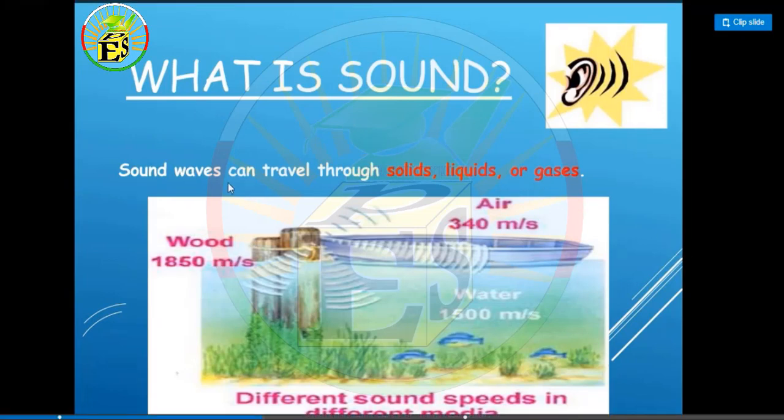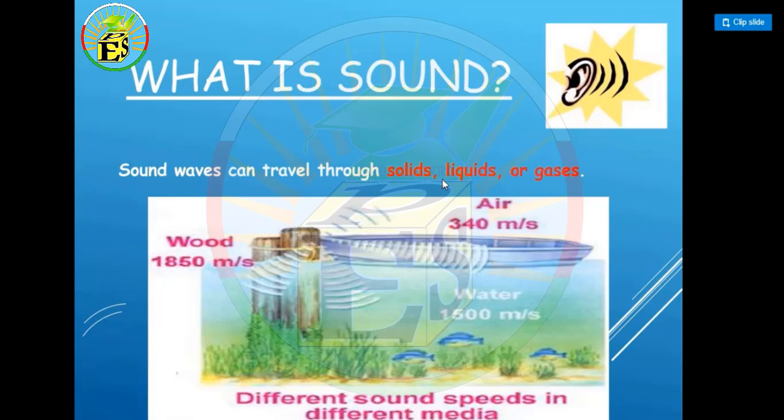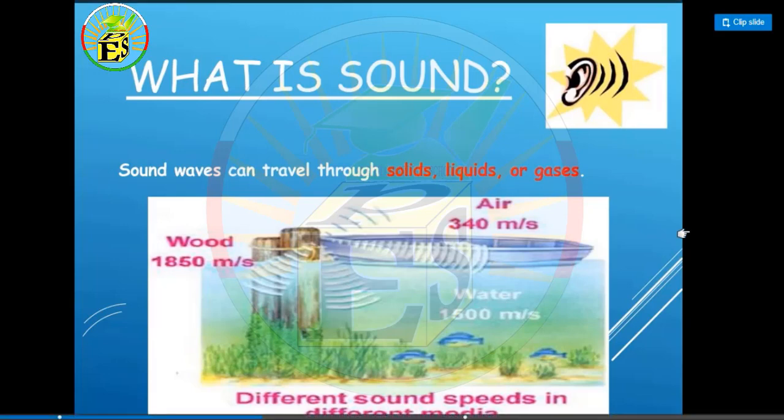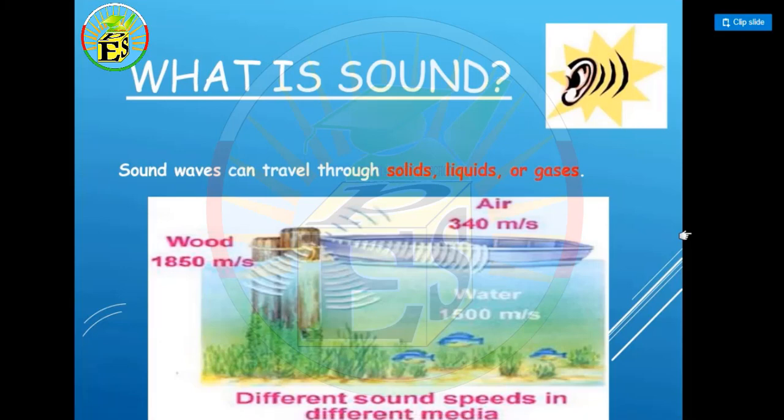The next thing, we just studied that sound can travel. From where? Sound can travel through solids, liquids or gases. Sound can travel in all mediums, but the speed of sound differs in all mediums. In solids it will be different, in liquids the speed will be different, and in gases the speed will be different.